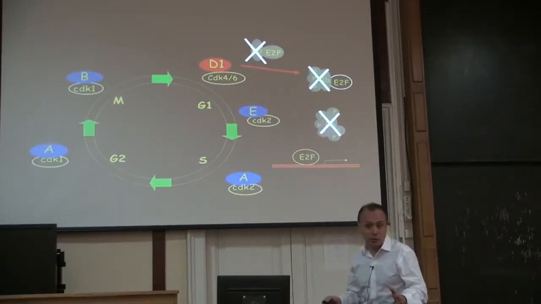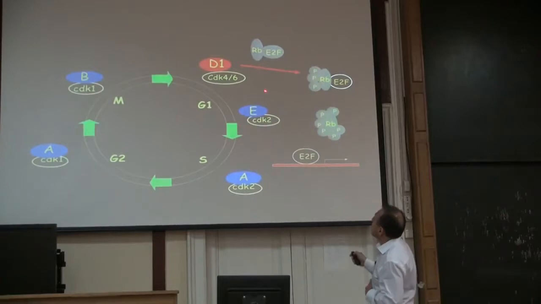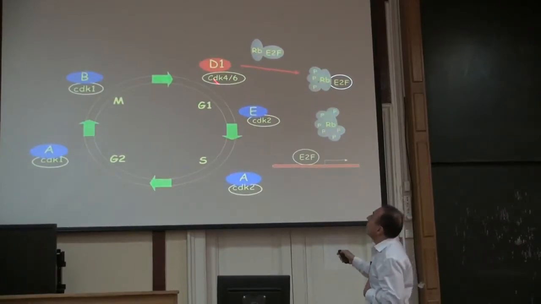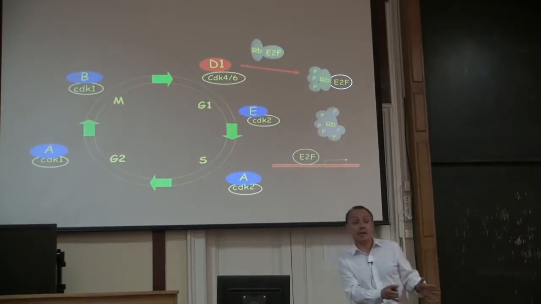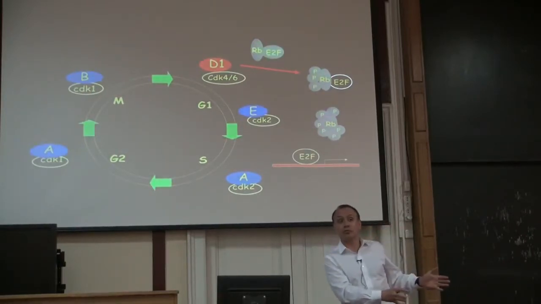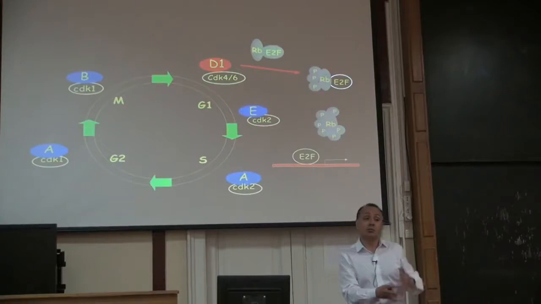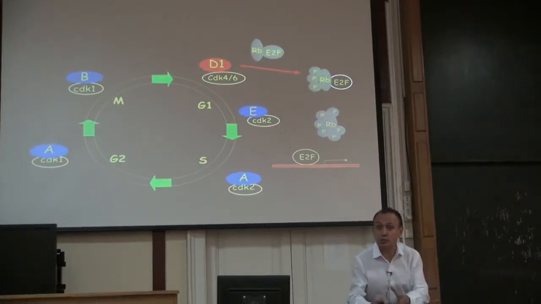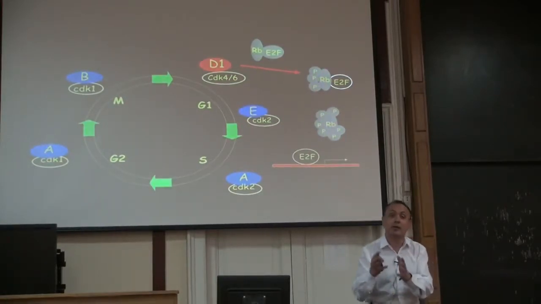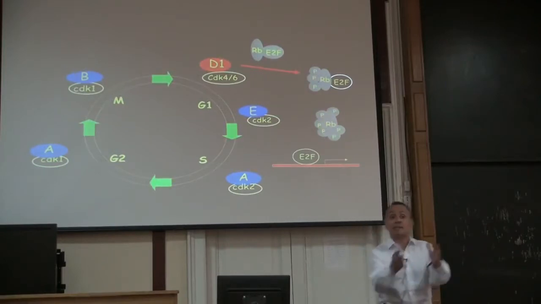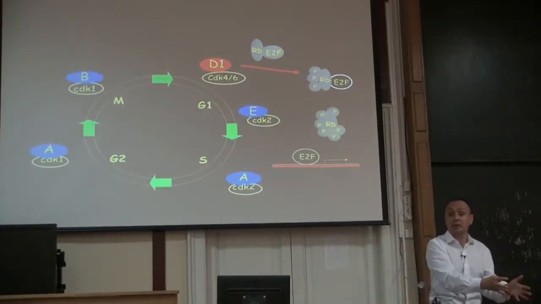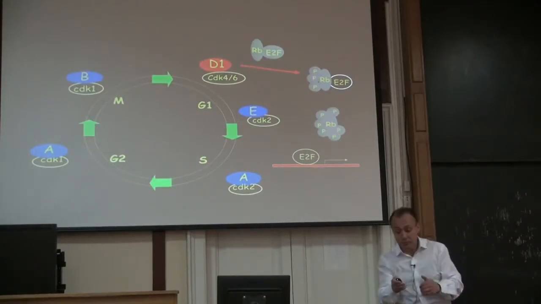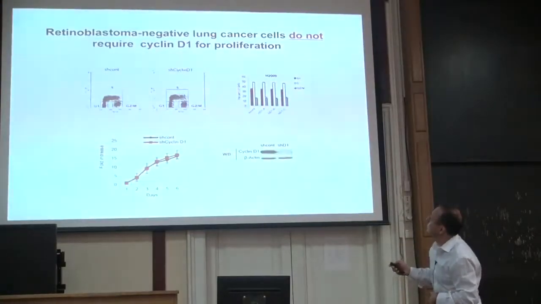We had to do it this way, because if you do it in control cells where retinoblastoma is present, when you knock down cyclin D1, you would block cell cycle progression. Then if you had some effects on DNA repair, as I hope I convinced you we do, it could be a secondary consequence. It might not be some function of cyclin D1 in repair, but rather you're arresting the cell cycle, and because of that you are having some secondary changes. But no, all those experiments were done in retinoblastoma negative cells.